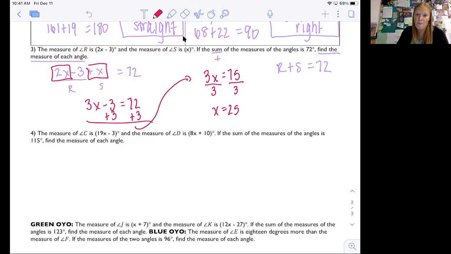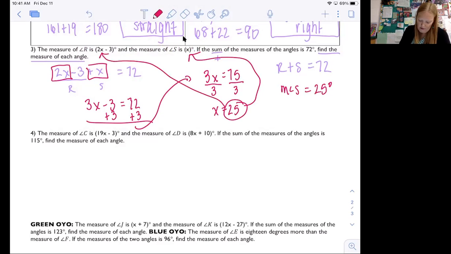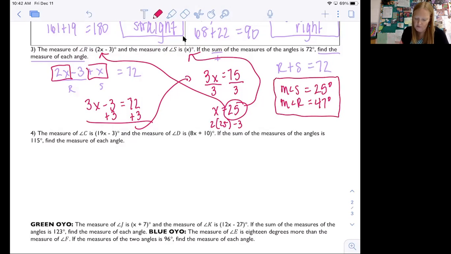Okay, I'm not done though, because it wants me to find the measure of each angle. If x is 25, I've got to plug it in. So the measure of angle S is 25 degrees. And then I've got to plug it in here too, so I get 2 times 25 minus 3. 2 times 25 is 50, 50 minus 3 is 47. So the measure of angle R is 47. I can tell if I got those right because 25 plus 47 does equal 72. All right, so those are my two answers.